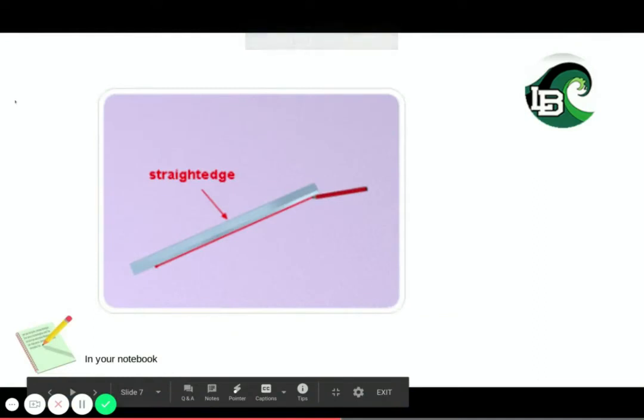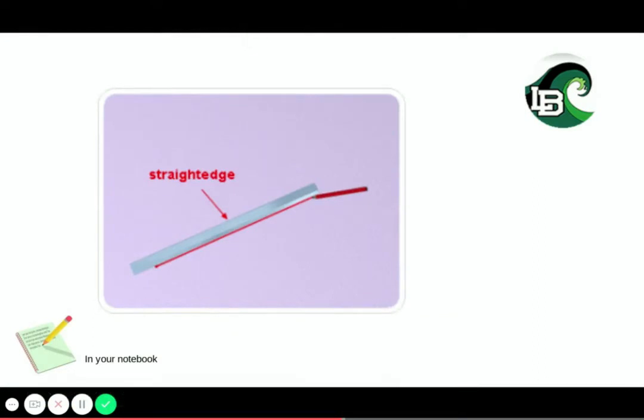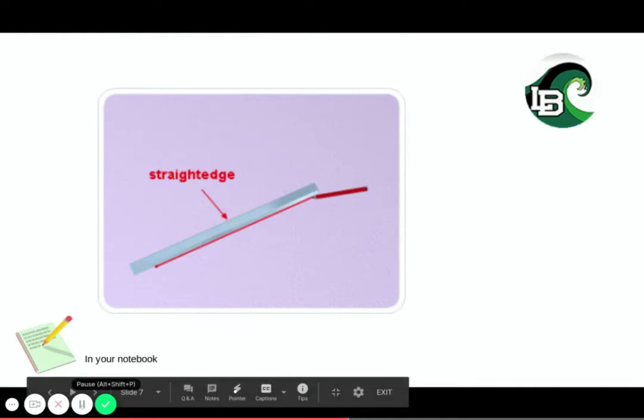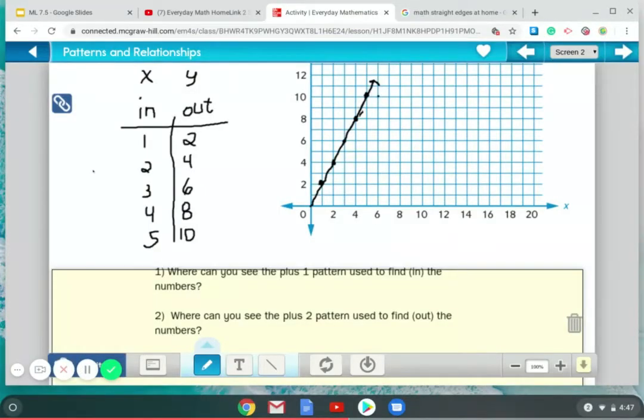This is a reminder, boys and girls, of what a straight edge is. It's any tool that helps us draw a straight line. It could be the edge of your notebook. It could be a ruler. It doesn't necessarily have to be one. It could be the side of a cereal box, just anything that will enable you to draw a straight line. So once we take our straight edge, we go ahead and connect the coordinates. And then now we're going to think about these 2 questions that I have below.